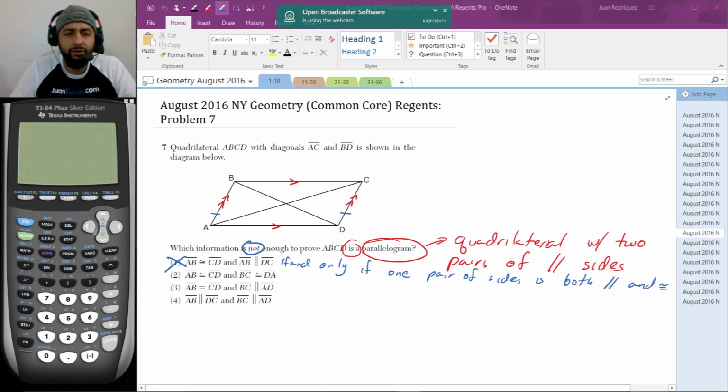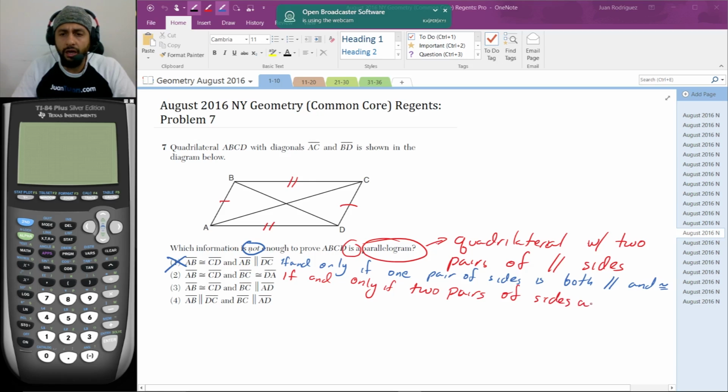Number 2, AB is congruent to CD. We'll keep that marked. We'll erase these other markings that we have so far. Let's go in red now. AB is congruent to CD, okay, and BC is congruent to DA. So there's another equivalent definition: if and only if two pairs of sides are congruent. So if two pairs of sides are congruent, then the quadrilateral is a parallelogram, and all the statements about parallelograms are automatically true. This is enough to show that this quadrilateral is a parallelogram. So that is not the answer.